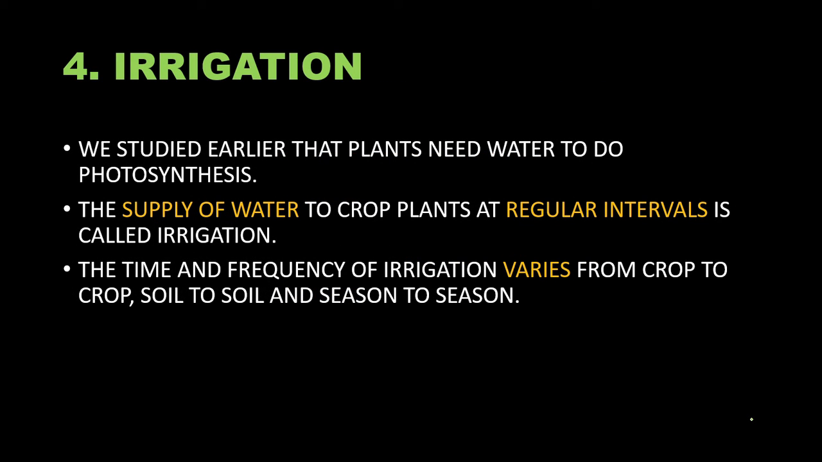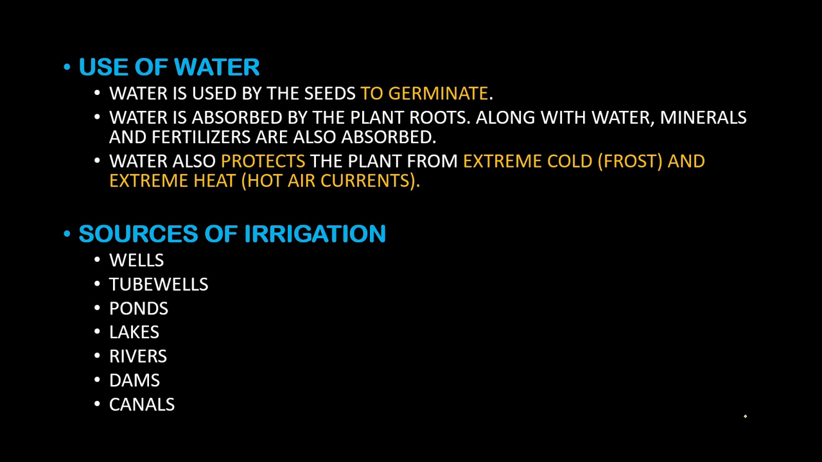Now the next and a very important thing to do is to give water to the seeds and plants. This step is irrigation. We studied earlier that plants need water to do photosynthesis. The supply of water to crop plants at regular intervals is called irrigation. The time and frequency of irrigation varies from crop to crop, soil to soil, and season to season. Now this question must come in your mind as to why do we need to water the plants?